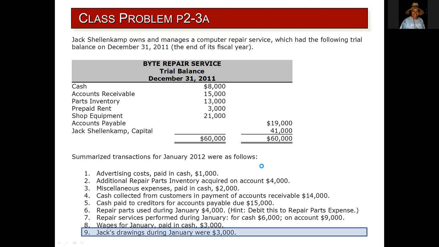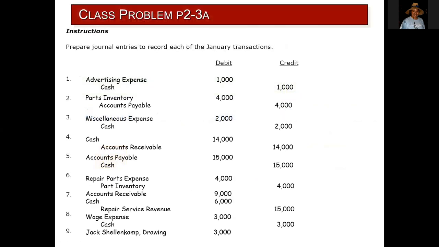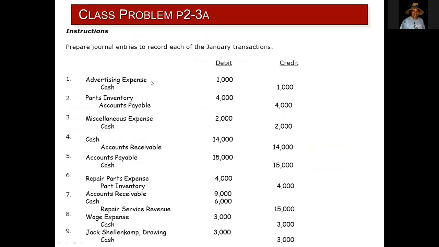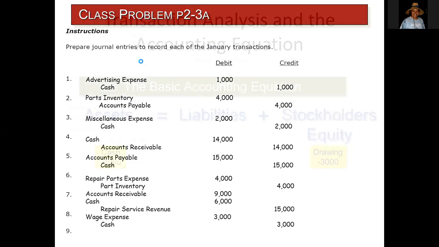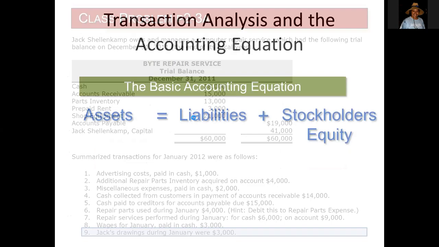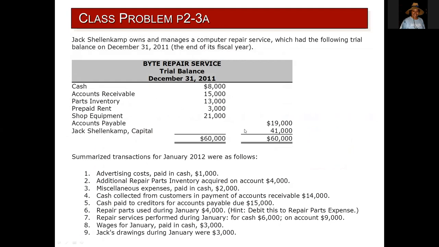Okay, so cash goes down and drawing goes up. The entry would be a debit to the drawing account and a credit to the cash account. Okay, now if you were to run the trial balance after you made all these entries, this is the end of the month. The last entry was the drawing account, end of January. And you take into consideration the opening balances from the ending balances in December. You see the cash account at the end of the month of December had an $8,000 balance.